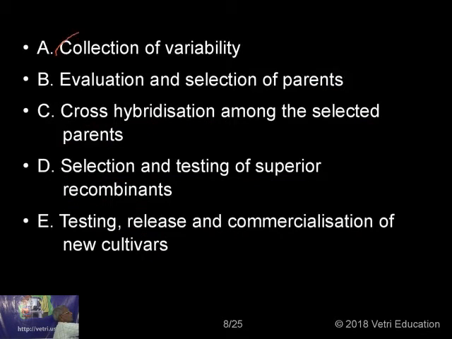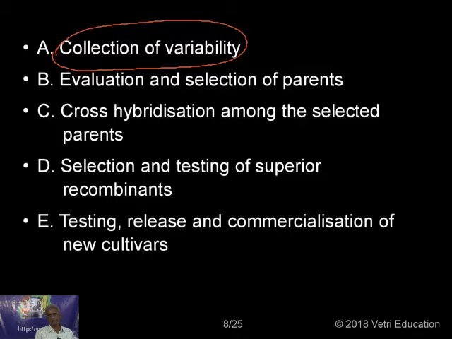First one is, you have to collect the variability. See, there may be a tall plant, a dwarf plant, a plant with red seeds, white seeds, seeds which are smaller in size, or larger seeds, tastier food, non-tastier food. Like that, plants are there with different and varied characters. And then you have to select which character you want. You have to select the parents. Which one you want to make as a parent, you have to fix. And then you have to bring about a hybridization. When you do the hybridization, there will be a mixing of characters, and then you have to test for the recombinants, and then you have to commercialize the whole process.